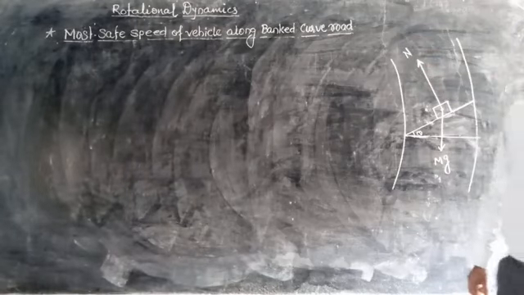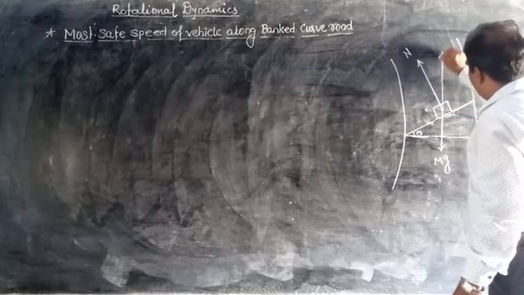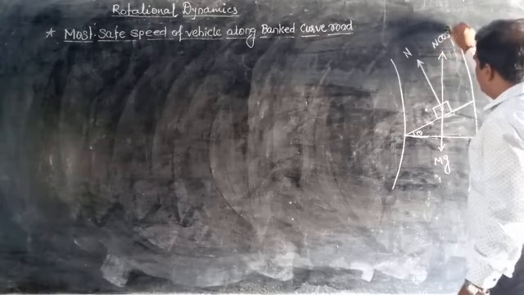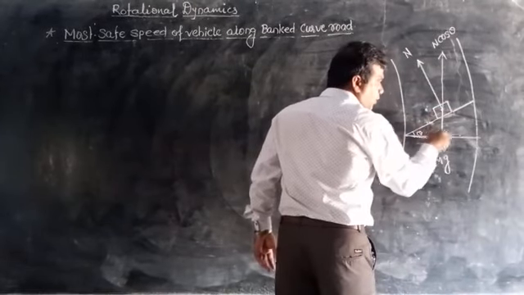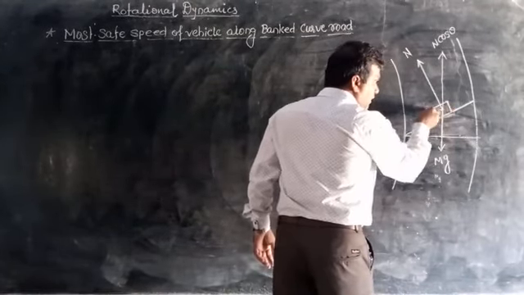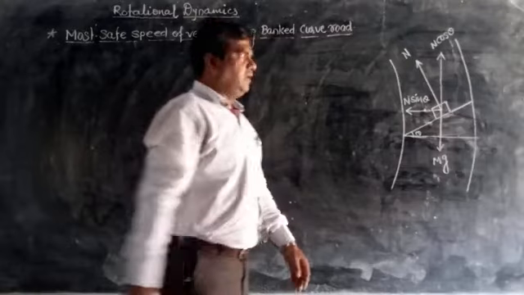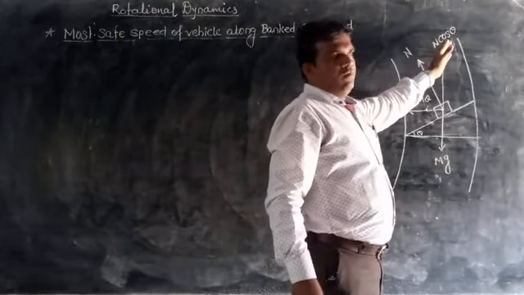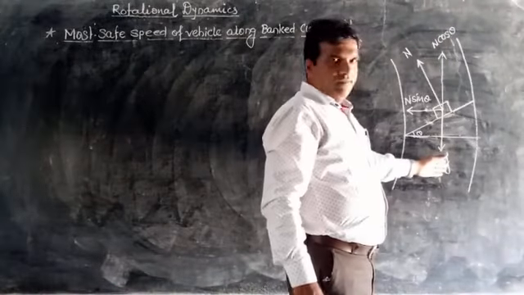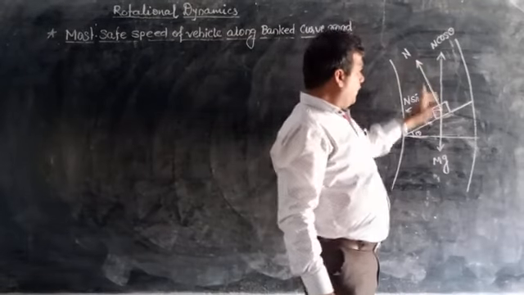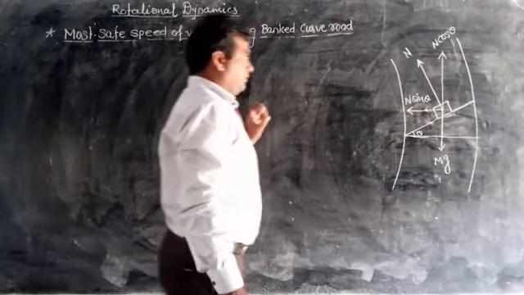Now this normal reaction can be resolved into two components. That is, one is upward component, means N cos theta, and second is horizontal component which is parallel to the horizontal surface of the road. This horizontal component is N sin theta. So first component of normal reaction is N cos theta, which is acting vertically upward and opposite to that of the weight. Second component is N sin theta, which is directed towards the center of curve road.